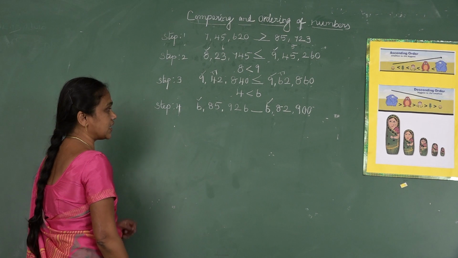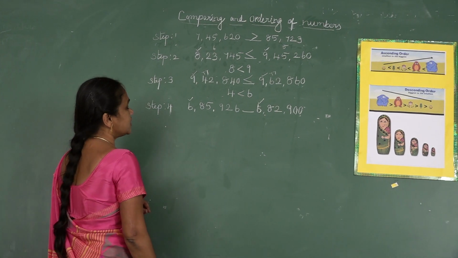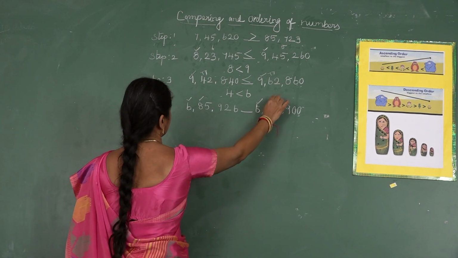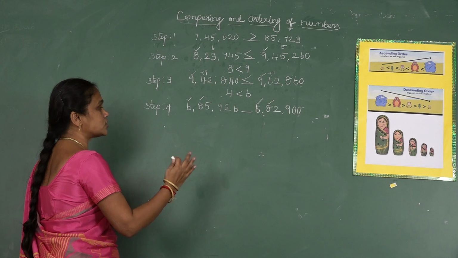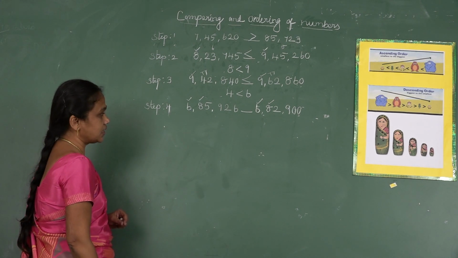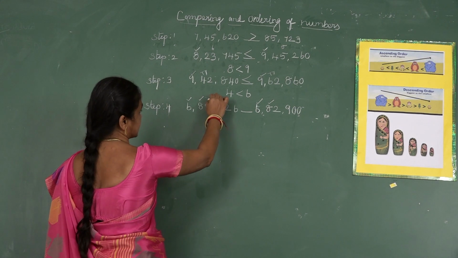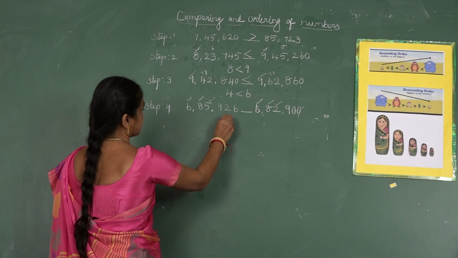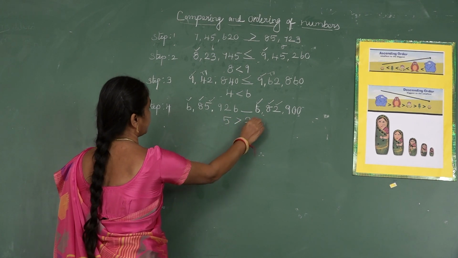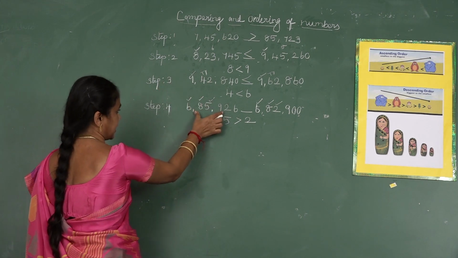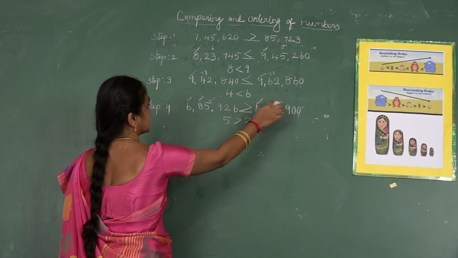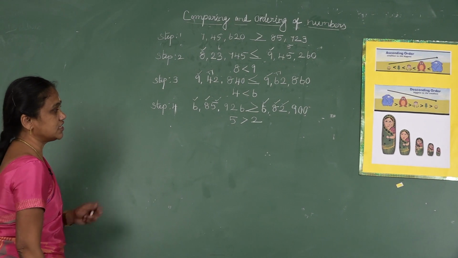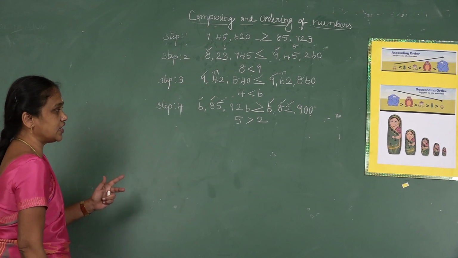So we compare the 10,000 digit. In 10,000 place, here 8. In 10,000 place, here 8. The 10,000 digits are also equal. So we compare 1000 digits. In 1000 place, here 5. Here 2. 5 is greater than 2. So this number is greater than this number. In this way, we continue our comparison digit by digit until we get the different digits.